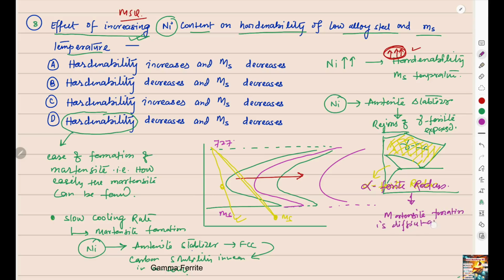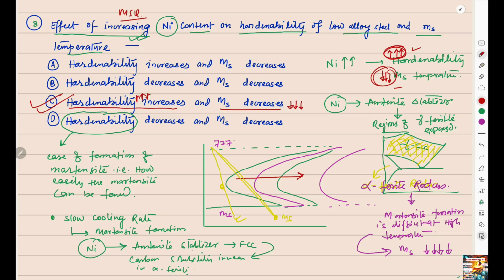It is difficult at high temperature. So now the martensite has to be formed at lower temperature. So the MS temperature decreases here. So for this question, hardenability increases and MS temperature decreases. From the four options, we can see that option C is correct, where hardenability increases and MS temperature decreases.